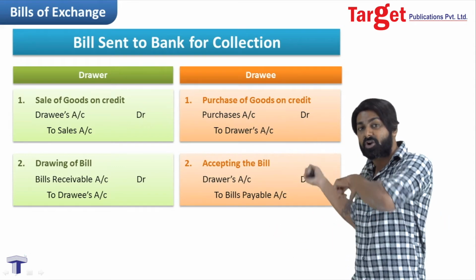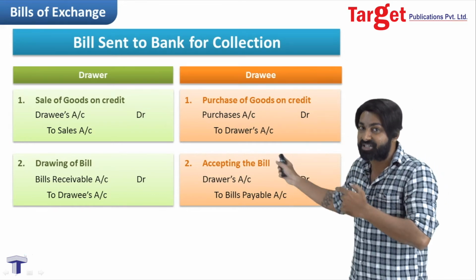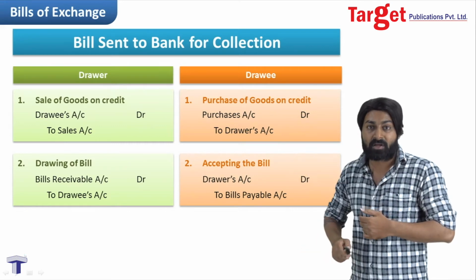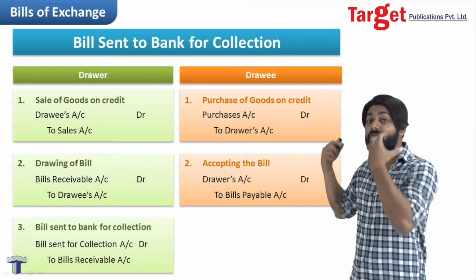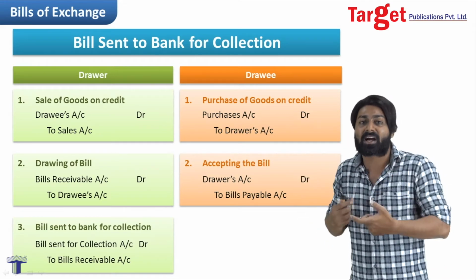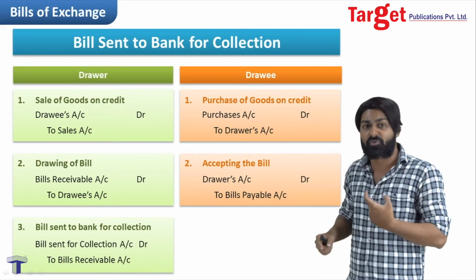And here in the books of drawee, think opposite. Bills payable is going out, so it is credited, and drawer is the receiver, so that's the reason it is debited. After this, what happens? Drawer sends these all bills to bank for collection. So bank for collection will open a separate account called bill sent for collection account. So your bill sent for collection account will be debited.